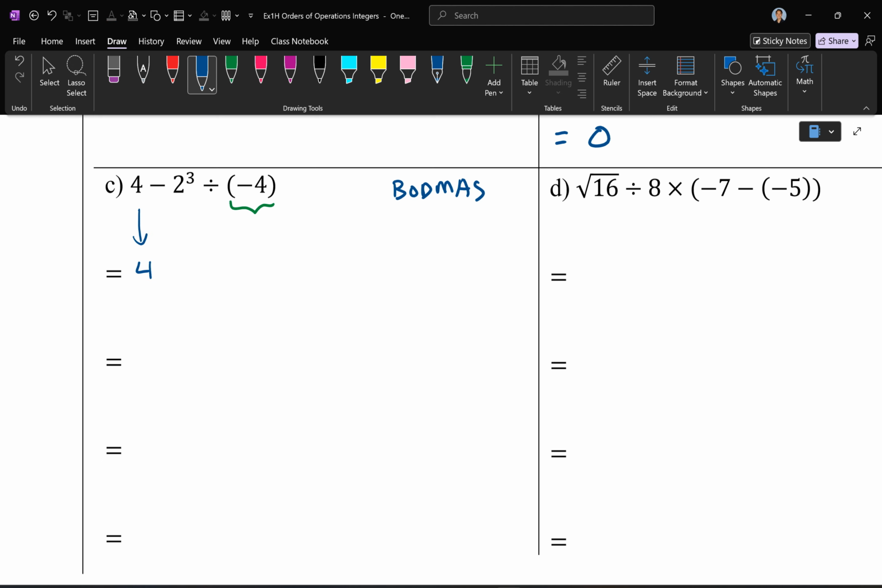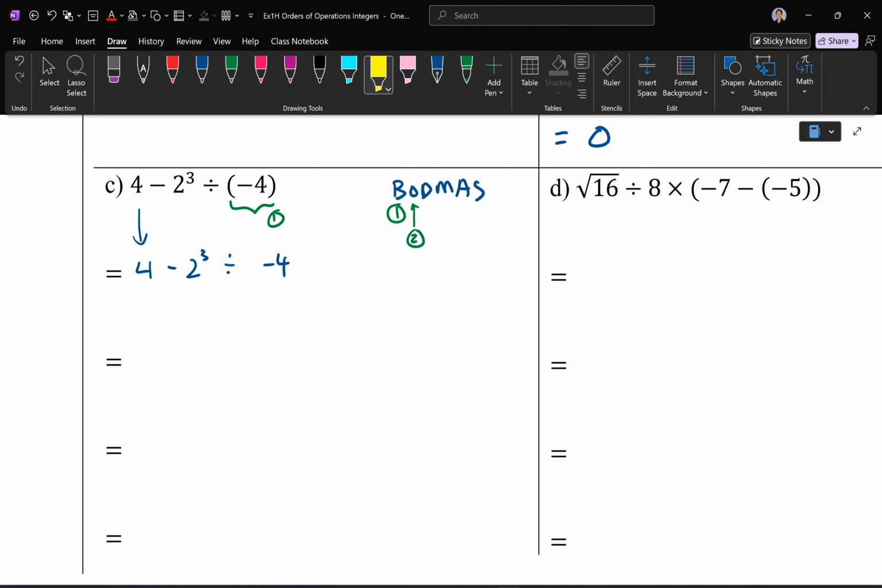I've got a 4. I've got a minus. I've got a 2 cubed. I've got a division. And I know this is negative 4. So I've done brackets. Comes first. Good. I've done brackets. In my second line, which one comes next? Let's go with Wilbur. Which one comes next now? Order. Very good. So order is anything to do with indices or powers.